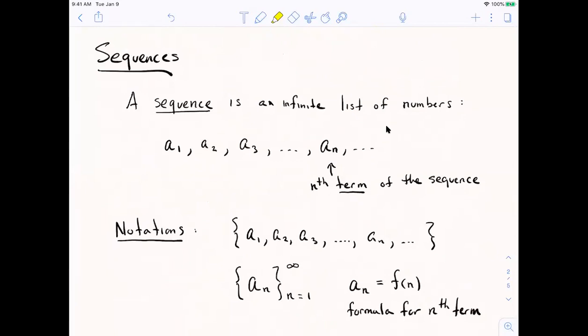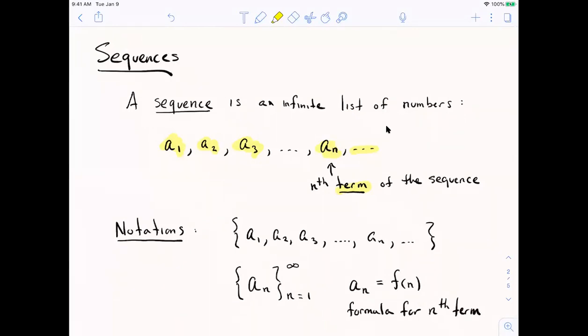It's got a first number. I'm denoting it by a sub 1. The subscript is just telling me which position in the list I'm at. We call those the terms. A sub 2 is the second term. A sub 3 is the third term. The nth term of the sequence is a sub n, where n is some variable. I've got some dots here to indicate that this list has no end. It's an infinite list of numbers, and an infinite list of numbers is called a sequence, okay?